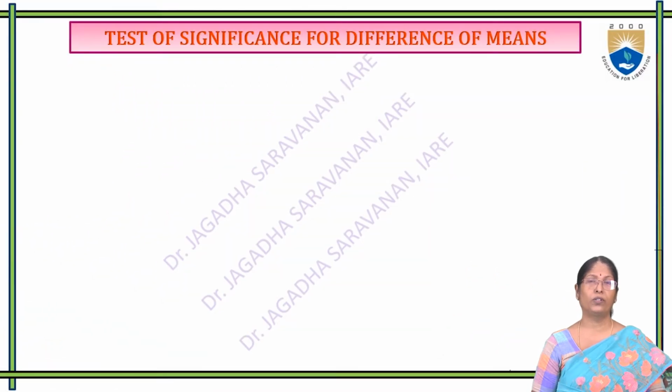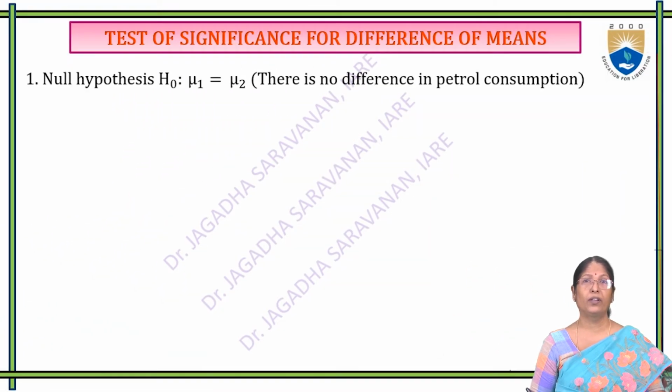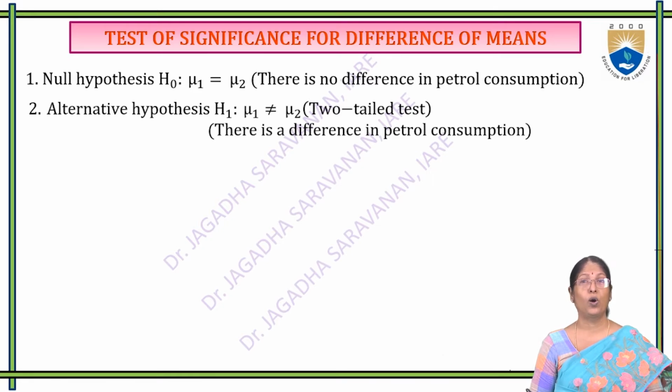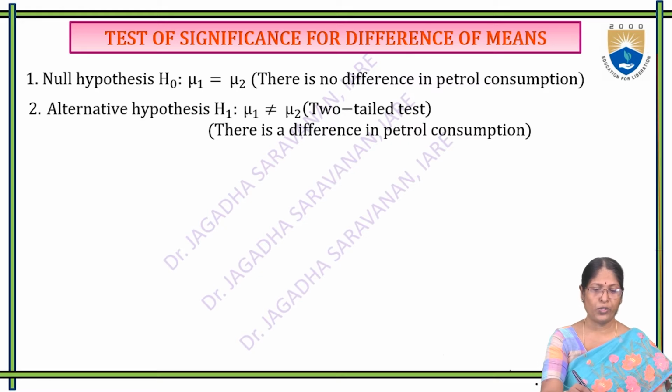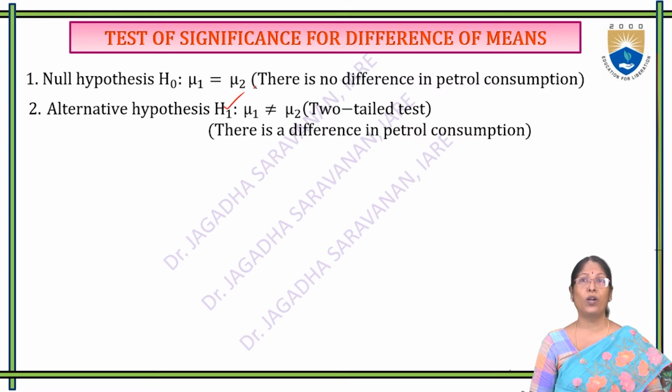So now the points we can see here. The first one, null hypothesis, H0: mu1 equal to mu2. There is no difference in petrol consumption. That is the statement we are defining as the null hypothesis with the notation H0: mu1 equal to mu2. Alternative hypothesis, H1: mu1 not equal to mu2. We are saying that yes, there is a difference in petrol consumption.